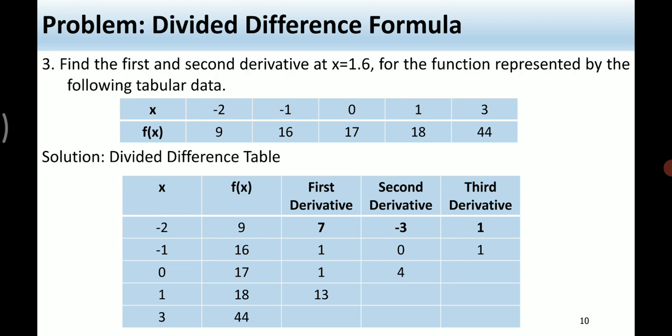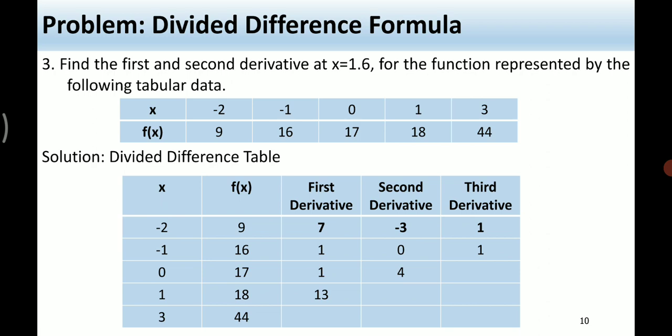So first we have to construct the divided difference table. In the first column we write your x values. In the second column we write your f of x values. The next is your first derivative, then we have second derivative, then your third derivative. For the first derivative, to calculate this, we make 16 minus 9 divided by -1 minus of -2. So you get the result 7. Then 17 minus 16 divided by 0 minus of -1, we get the result 1. Then 18 minus 17 divided by 1 minus 0, so we get result 1. Then 44 minus 18 divided by 3 minus 1 is equal to 13.